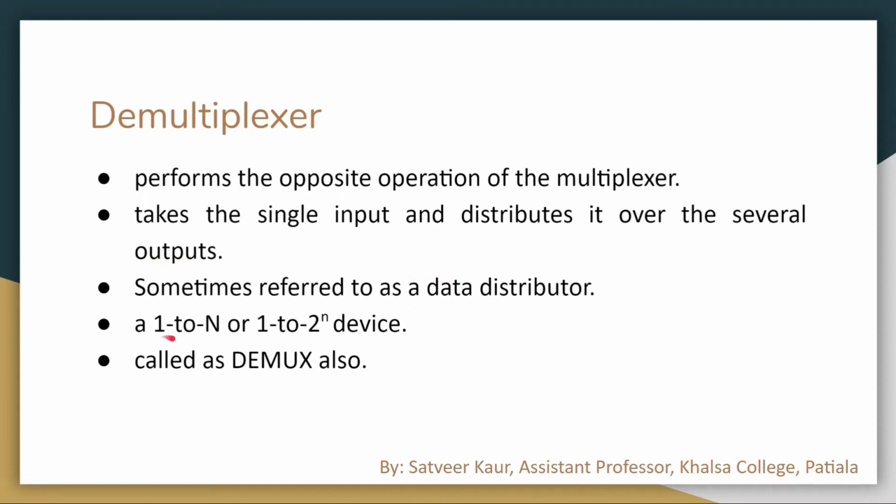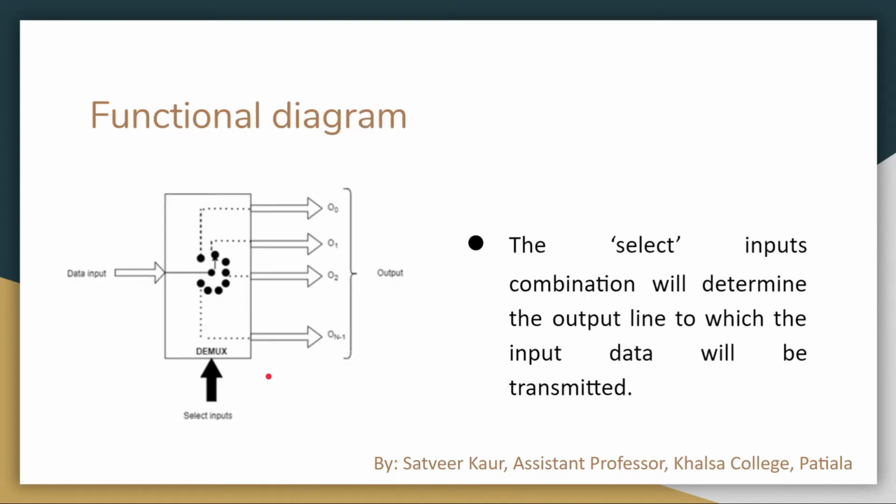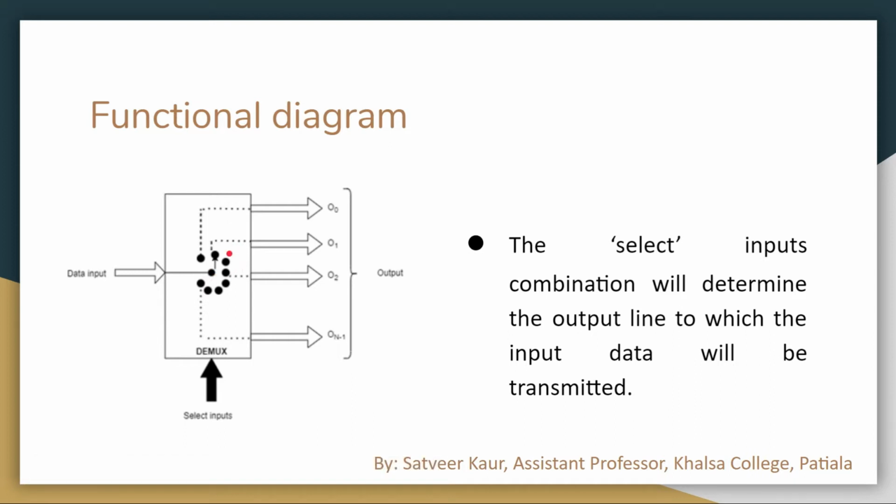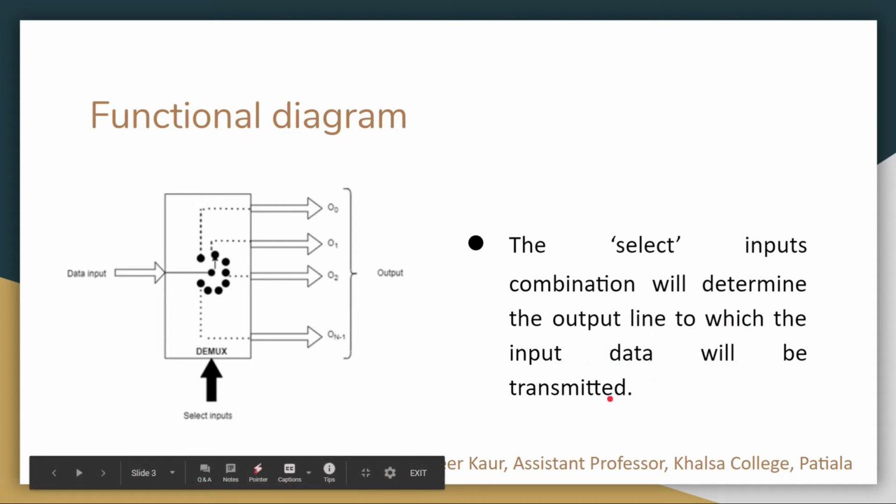It is a 1 to n, or you can say 1 to 2 raised to the power n device, also called a demux. This is a functional diagram. Here there is one data input and n select inputs. There is a clock, and at one time, according to the clock, the input will be directed to the output. The select input combination will determine the output line to which the input data will be transmitted.